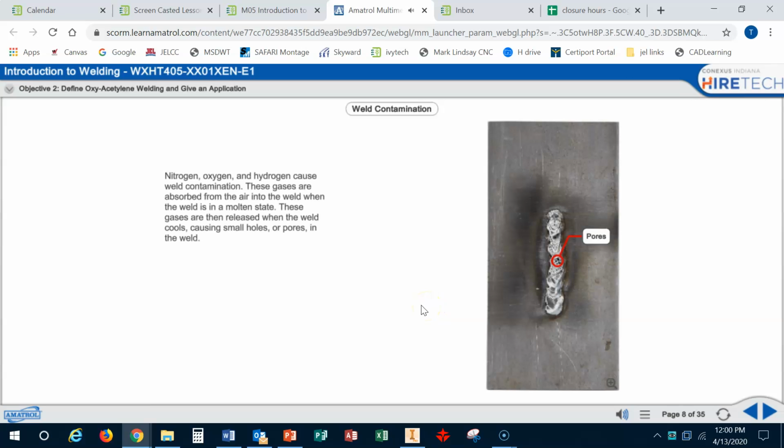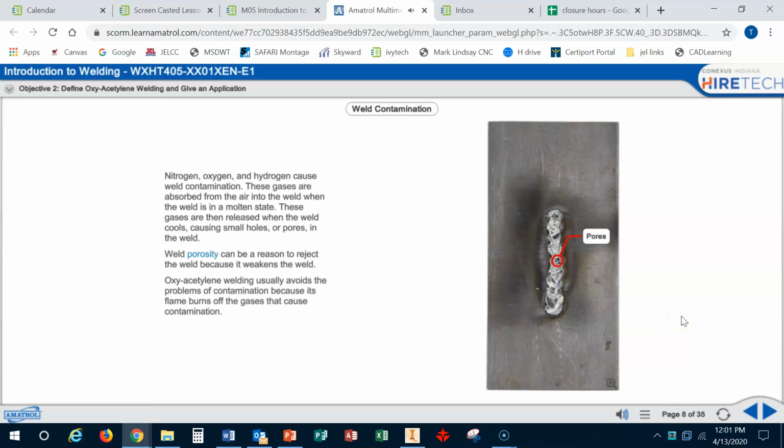Nitrogen, oxygen, and hydrogen cause weld contamination. These gases are absorbed from the air into the weld when the weld is in a molten state. These gases are then released when the weld cools, causing small holes or pores in the weld. Weld porosity can be a reason to reject the weld because it weakens the weld.